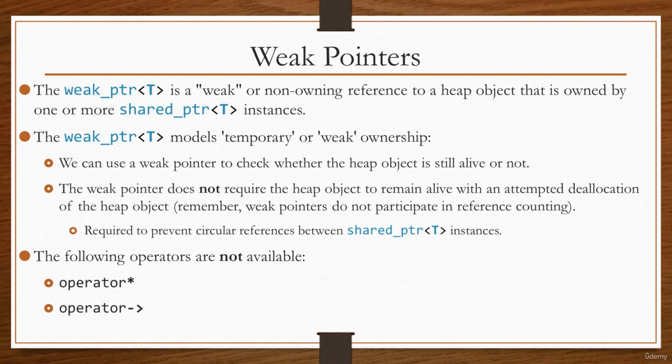Now, the weak pointer does not require the heap object to remain alive with an attempted allocation of the heap object. Again, remember that the weak pointer does not participate in reference counting. Now, why is this important? Well, it's important to prevent circular references between shared pointer instances, and we'll discuss this later on in the lecture.